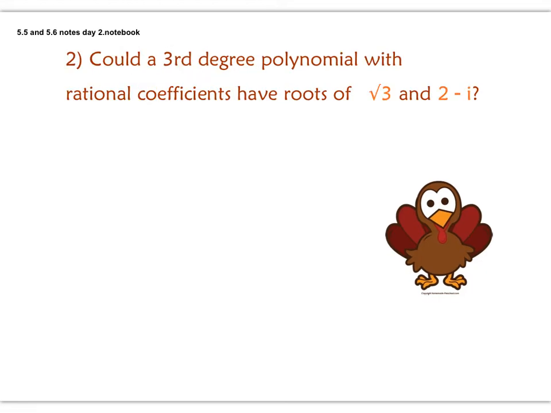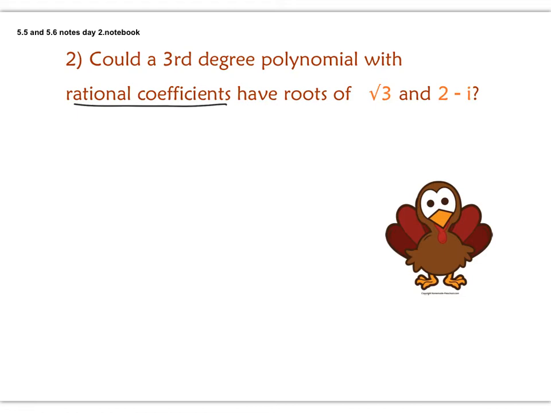So number 2, could a third degree polynomial with rational coefficients, everything we're doing here is going to have rational coefficients. Coefficient is just a number in front of x. Rational means it could be written as a fraction, and that's all we've been dealing with. So don't get hung up on that terminology. Everything we do is going to have that. So you can almost kind of bypass it at this point. But anyway, could a third degree polynomial have roots of radical 3 and 2 minus i?